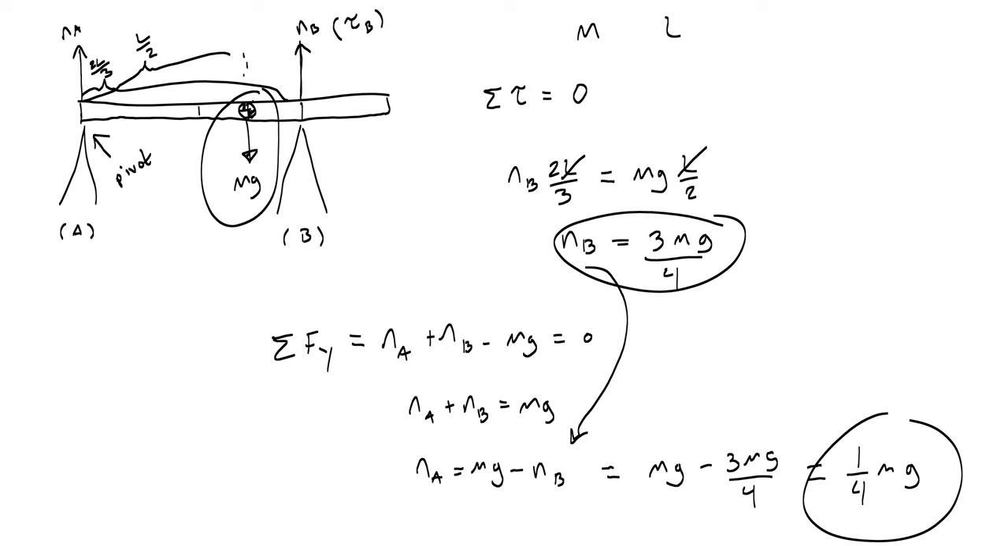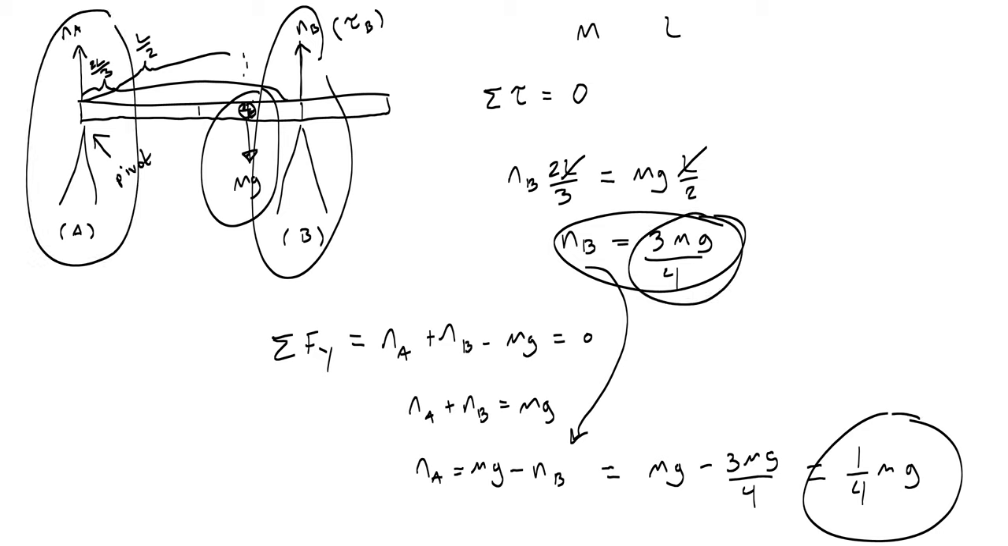All right, so let's take a look at what we've just found here. By putting these sawhorses at the far edge and then two-thirds of the way down the length of the board, we now know how much of the weight is supported by each sawhorse. Sawhorse B supports 3/4 of the weight. Sawhorse A supports only 1/4 of the weight.